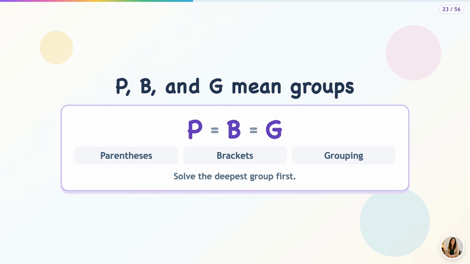The first letters may be P, B, or G. P means parentheses. B means brackets. G means grouping. All 3 tell us to solve the deepest group first.